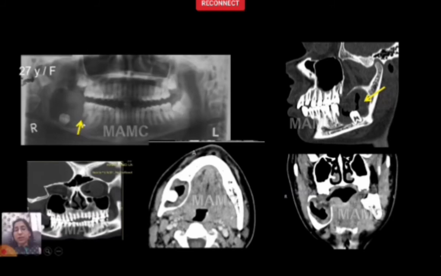Another interesting feature to know about central giant cell granuloma is that it can be managed medically. Many a times it's just calcitonin injections and intralesional injections of steroids, which help us either take care of the lesion entirely, or at least reduce the size of the lesion before it can be managed with more conservative surgeries.